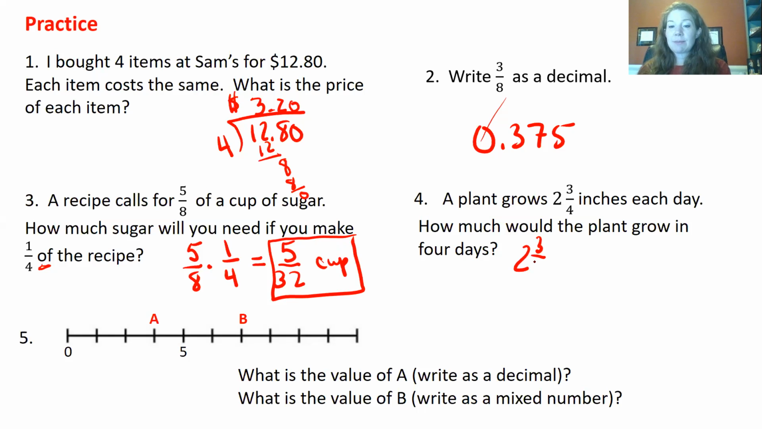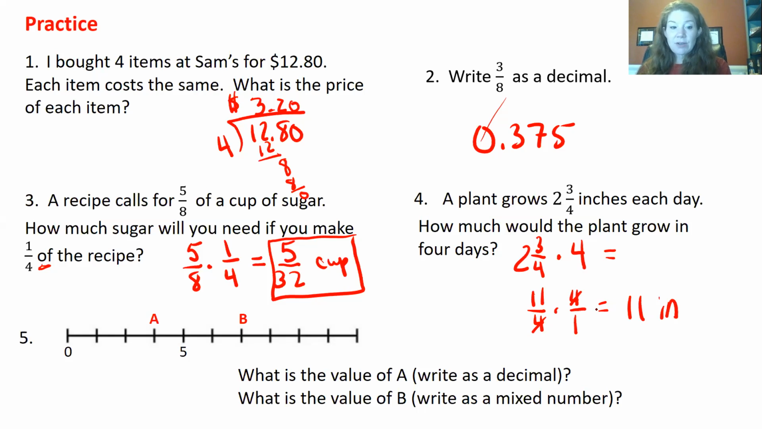The second day, it would be double that. The third day. So anyway, what we're doing is we're multiplying by 4. So to multiply fractions, we have to make this mixed number an improper fraction. So we're going to go around the world. So 4 times 2 is 8, plus 3, 11/4 times 4/1. And then we could cross out these 4s. 4 divided by 4 is 1. So the answer is 11 inches.